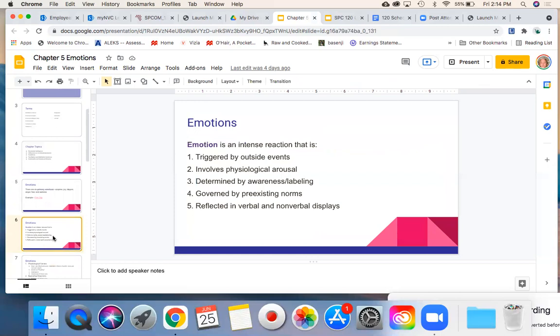Emotion is an intense reaction that is, 1, triggered by outside events. 2nd, involves physiological arousal. 3rdly, determined by awareness and labeling. And 4th, governed by pre-existing norms. And 5th, reflected in verbal and nonverbal ways.